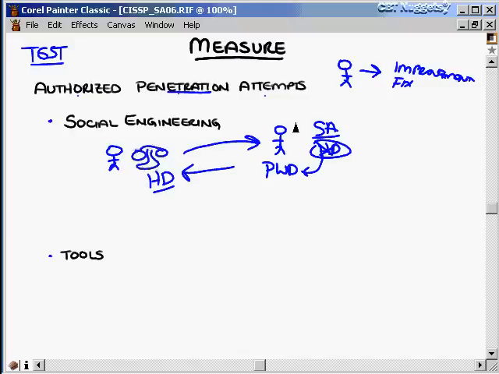Number two, once I've identified that vulnerability or that attempted vulnerability, I need to understand how to react appropriately. Who am I going to call? Well, I'm going to call the real help desk and say, I just got this weird phone call. This is an attempt at social engineering. This is what we're hoping happens.